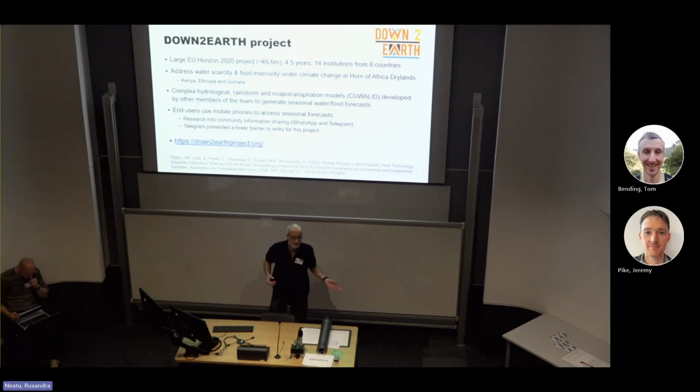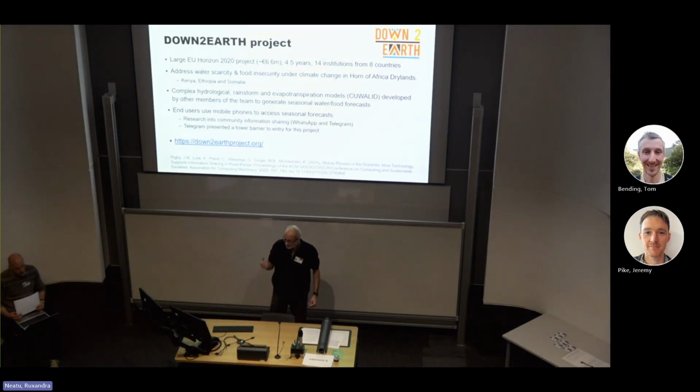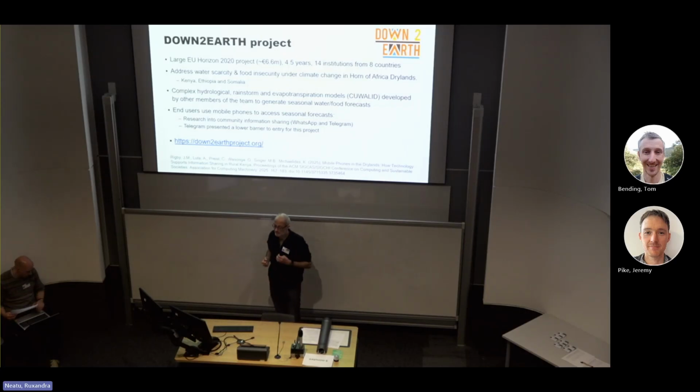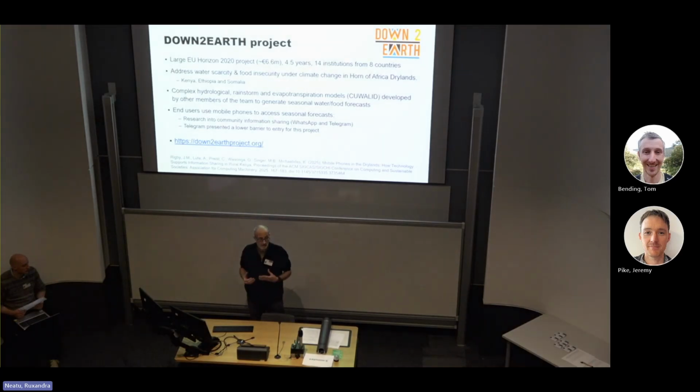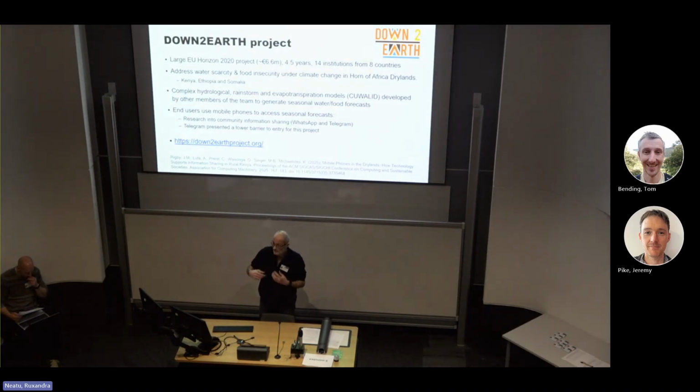Other members of the team developed complex hydrological, rainstorm and evapotranspiration models, and these produced seasonal water and food forecasts. But we needed to know how we were going to deliver those forecasts to the pastoralists in those communities. So we had human-computer interaction members of the team who looked at information sharing in those communities, and they found that a lot of information sharing was done via WhatsApp and Telegram groups. So we decided to create a Telegram bot to allow people to request these forecasts, because they've got no direct connection to the hydrological models themselves.